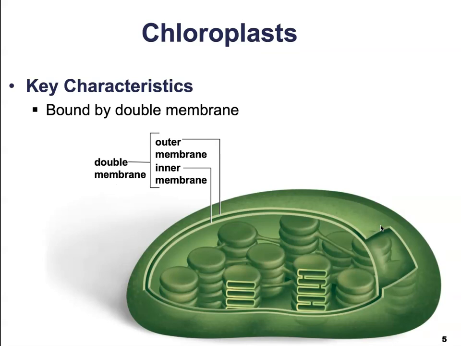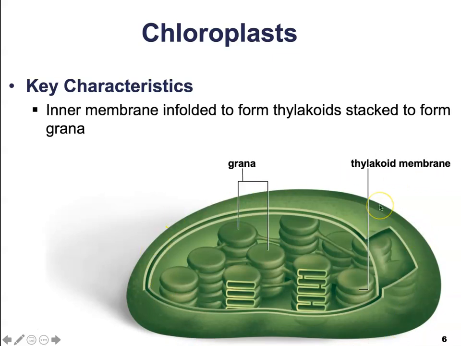So here is going to be sort of the structure of a chloroplast. A chloroplast is going to be bound by a double membrane on the outside. What we have on the inside are going to be inner membranes infolded to form thylakoids stacked to form grana. Now, I know that this is a lot of talk about the structure of a chloroplast. We will go into greater detail at a later time, but I want to just point out that this is what the inside of a chloroplast looks like.